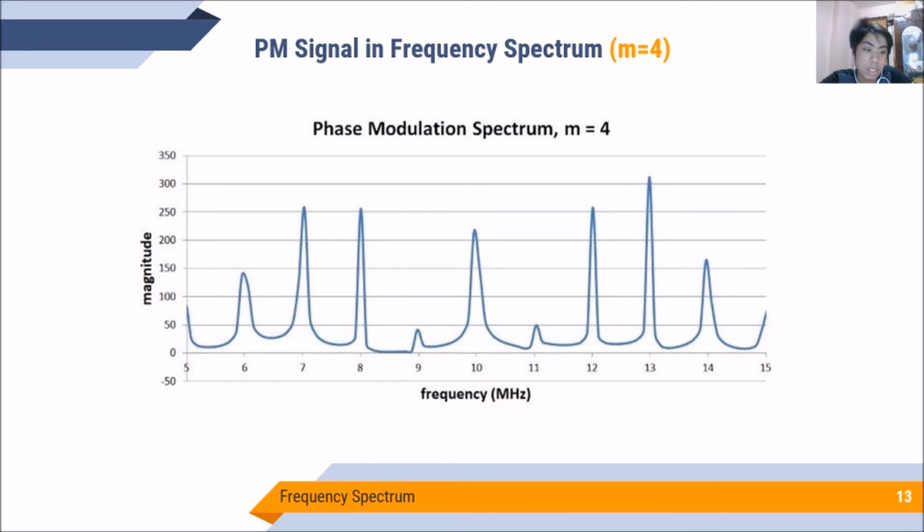Again, since frequency modulation and phase modulation are quite similar, it is not surprising then that PM's effect in the frequency domain is similar to that of FM.